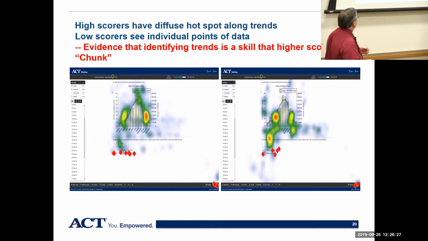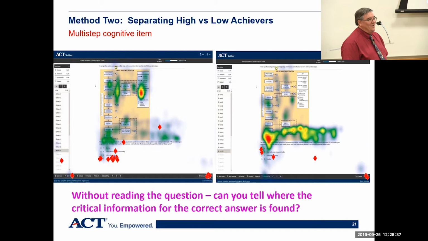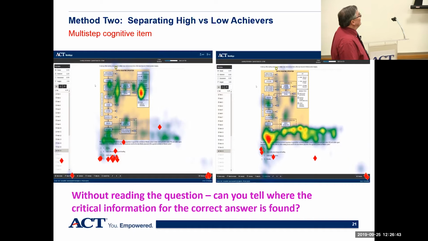Now, I'll ask the room. Without reading this question, and knowing that high scores are on the left and low scores are on the right, can you tell me where the correct answer would be found on this graphic? It's the big red spot over in the legend area.